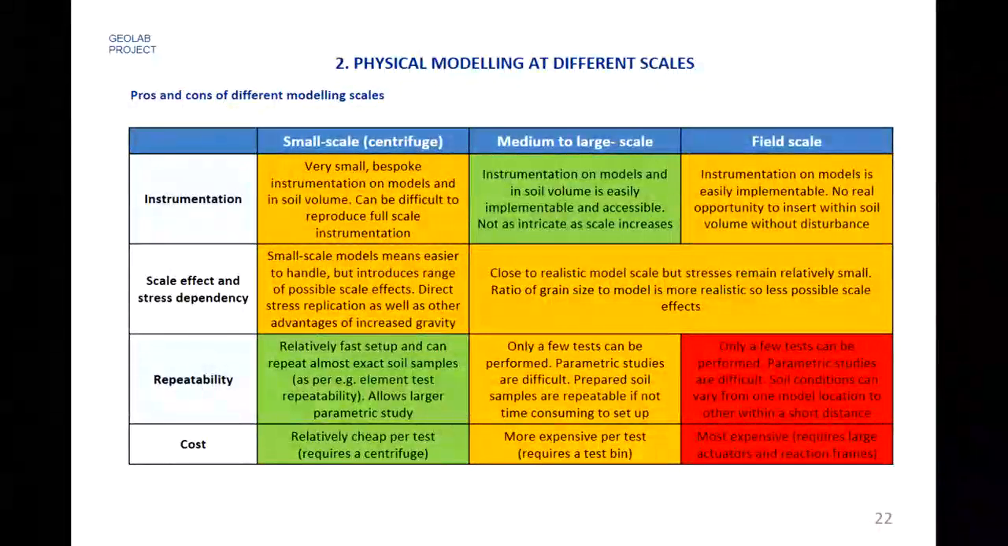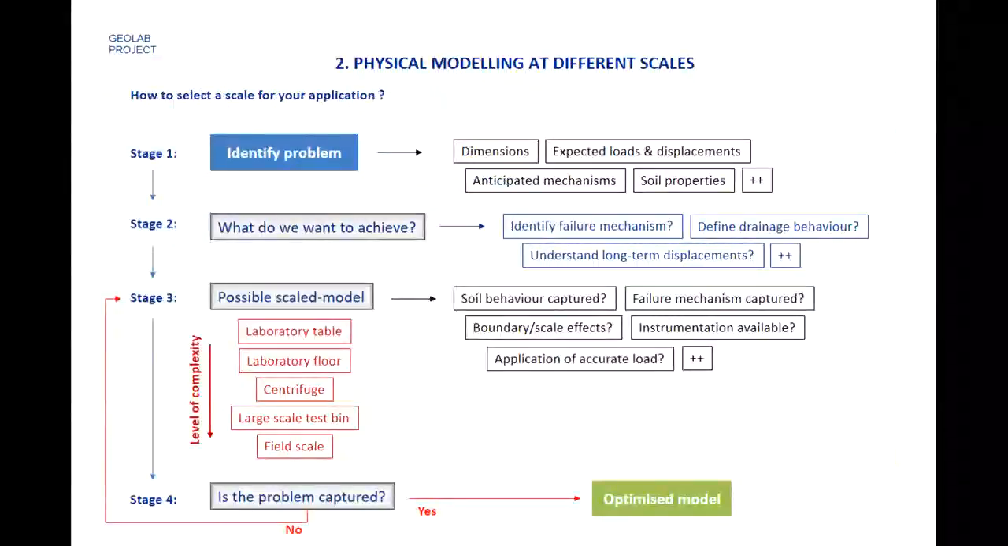You can see, for instance for cost, in the last line, that in a centrifuge, if you have the centrifuge, the cost is not so important, but in the field, of course, you need a lot of material to perform the test. So if you want to perform a test, you have to choose the scale. We have a methodology here. I will not detail it so much.